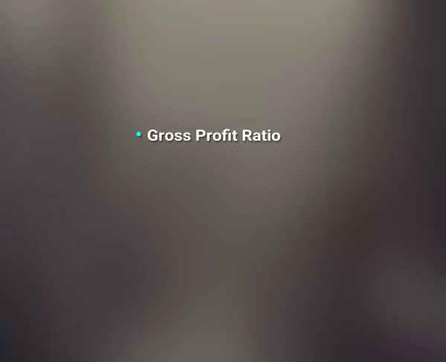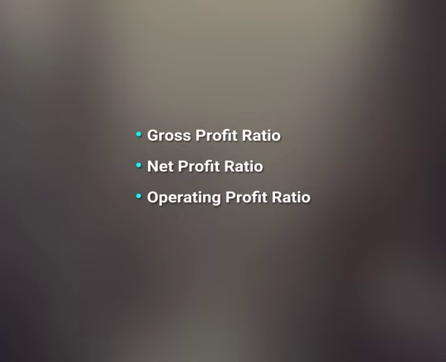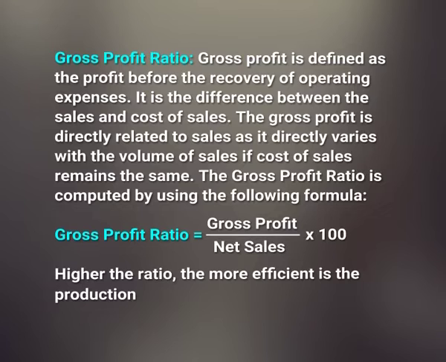The following ratios are calculated to measure the profitability of a concern. First one is gross profit ratio, second is net profit ratio, the third one is operating profit ratio, and the fourth one is operating ratio. So, let us discuss each of these ratios one by one. The first one is gross profit ratio.